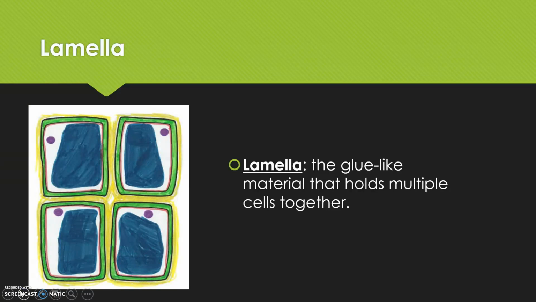So how do you get millions of apple cells to stick together? Just use glue, right? Funny enough, there is a glue-like material called the lamella that attaches neighboring cells together by their cell walls. You can see the lamella holding 4 apple cells together. The lamella is shown in yellow.